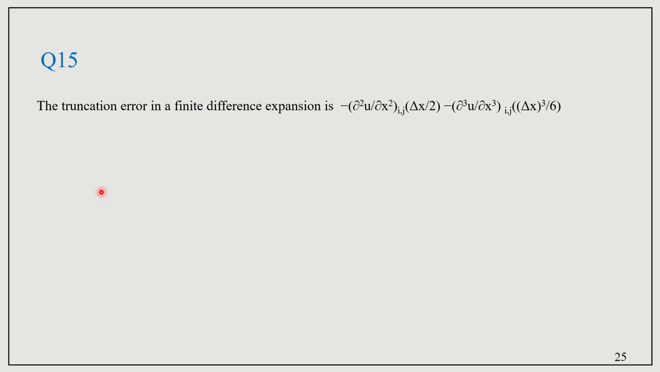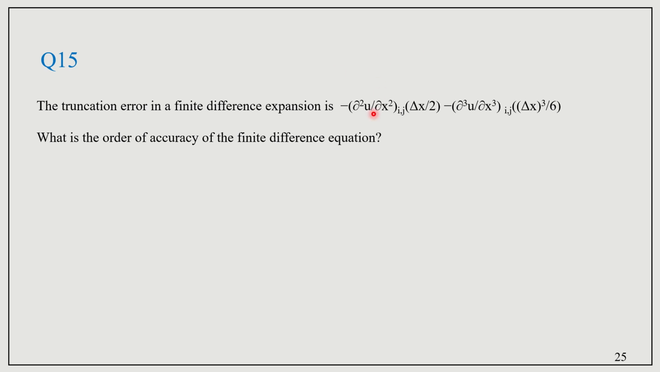Question 15 states that the truncation error in a finite difference approximation is minus ∂²u/∂x² into Δx/2 minus ∂³u/∂x³ into Δx³/6. So what is the order of accuracy of the finite difference equation?